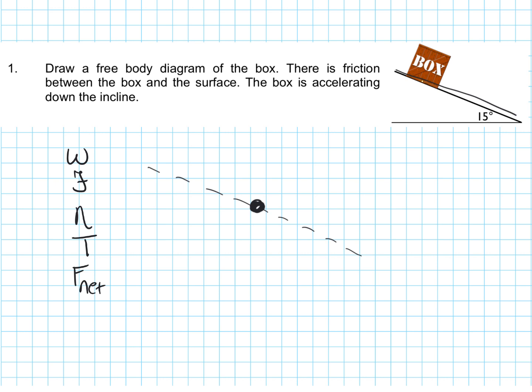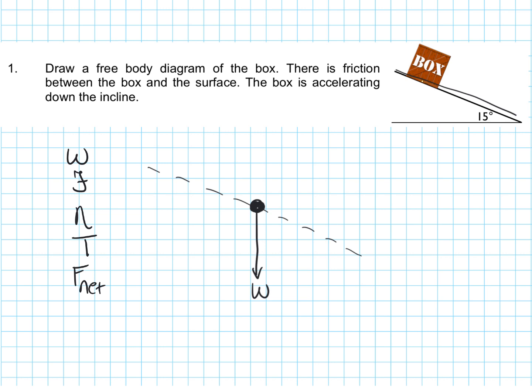That's my dotted line. And on my box, let's see, weight. Well, if it's on a planet, it's got weight. So there we go. And weight always goes straight down. So there's the weight. Notice the arrow starts, it touches the actual dot that I've drawn, and the arrow tip is showing the direction that it's pulling.